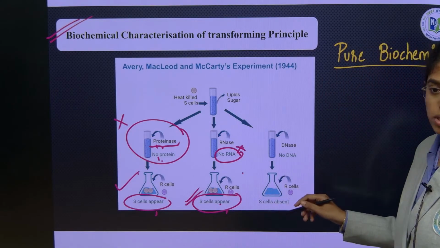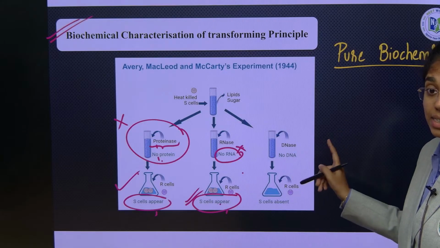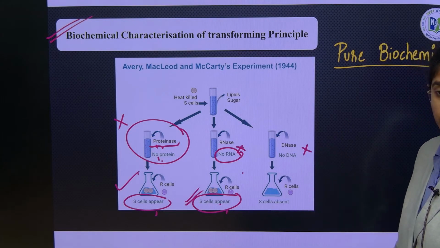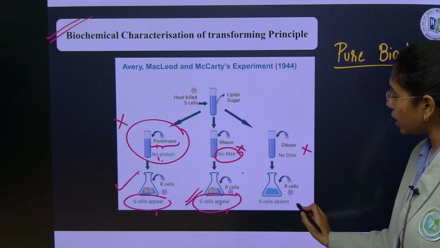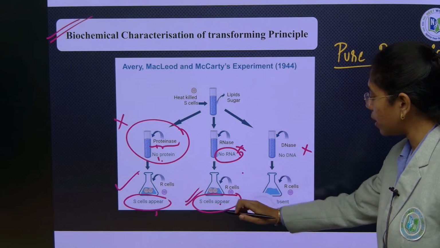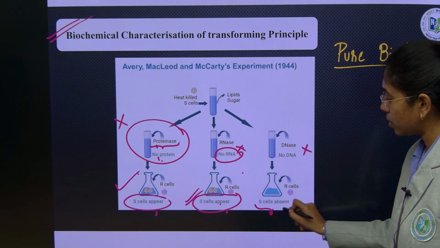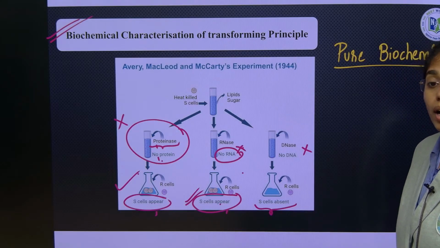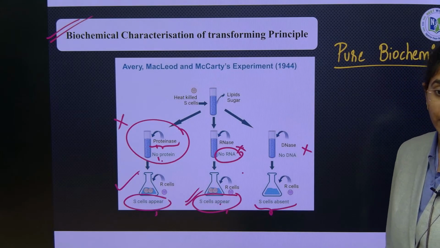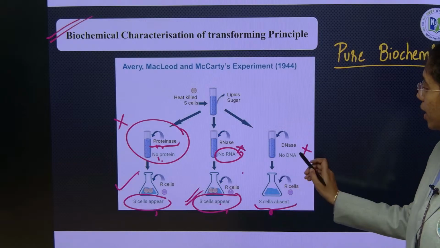Now our last step, that is DNase. When DNase is added, DNA gets degraded. Here, if you see, S cells are totally absent. There are no S cells. So what is transforming from the heat-killed S strain to the R strain? DNA.